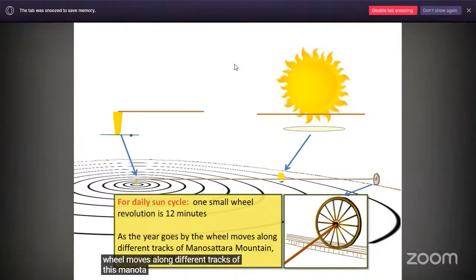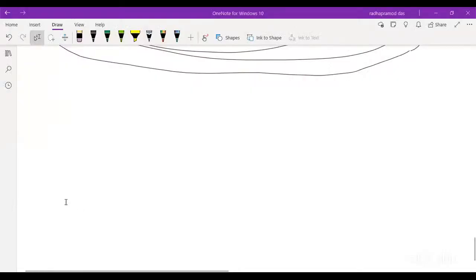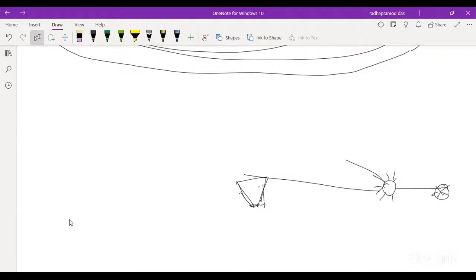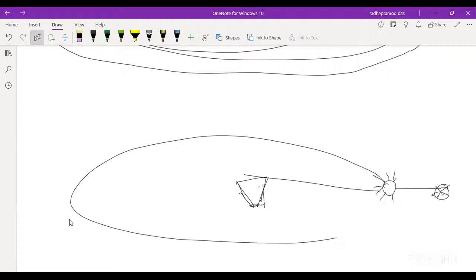So I will draw for you and explain now to make it simple. I am showing images and both so that it will become easy. So this is Mount Meru, and here is the sun, and here is its wheel, and here is the sun. So now it makes one round, one rotation around Mount Meru. It takes 24 hours. That is one day.